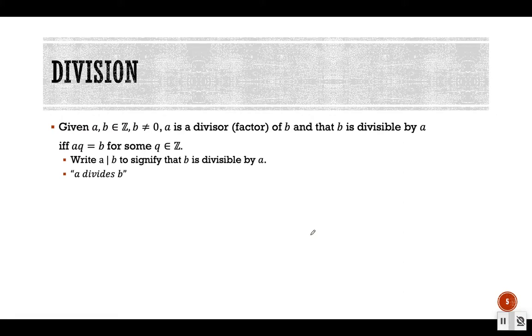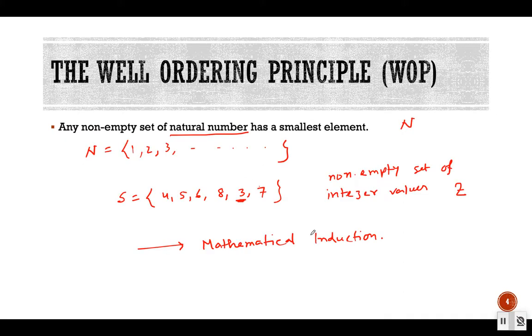All right, so we are going to talk more about this well-ordering principle in our next chapter, chapter 5, when we are going to learn details about mathematical induction. But for now just remember, the well-ordering principle means a non-empty set of natural numbers will have a smallest element.